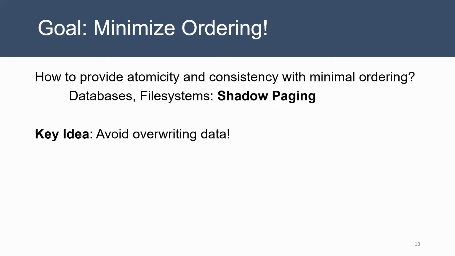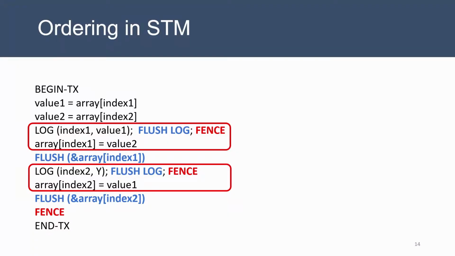And the key question again, how do we provide these nice properties of atomicity and consistency with minimal ordering? Well, if you look at the world of databases and file systems, there's been one technique around for a long time, and it's called shadow paging. You may have heard of it as copy on write, and all of them are similar things. And the key idea is we should avoid overwriting data. Whenever we overwrite data, we need to perform some logging or some dependent operations, like the ones here, and we need to order these log entries or the log writes before the corresponding data writes. So that introduces these fences and ordering constraints in the code.